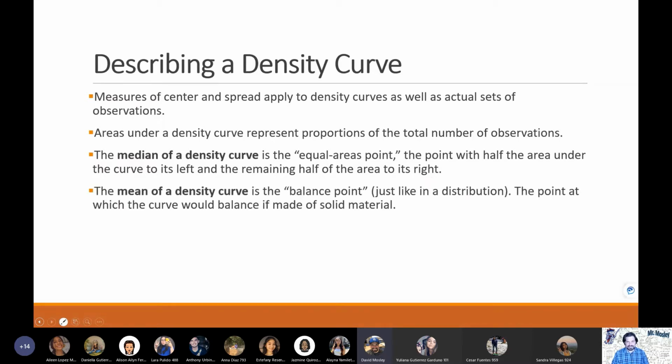The mean of a density curve is the balance point, as we've alluded to in previous classes. Just like in the distribution, it's the point at which the curve would balance if made of solid material. So our median is that equal areas point, 50% on each side, 50% of the proportion, 50% of the area, 50% of the observations. And the mean of the density curve is that balance point. If it was made of a solid material, where would you have to balance it so that it doesn't topple over?